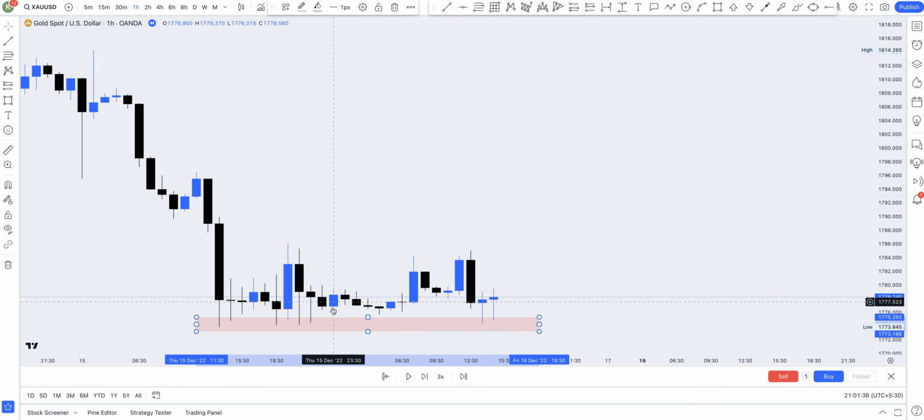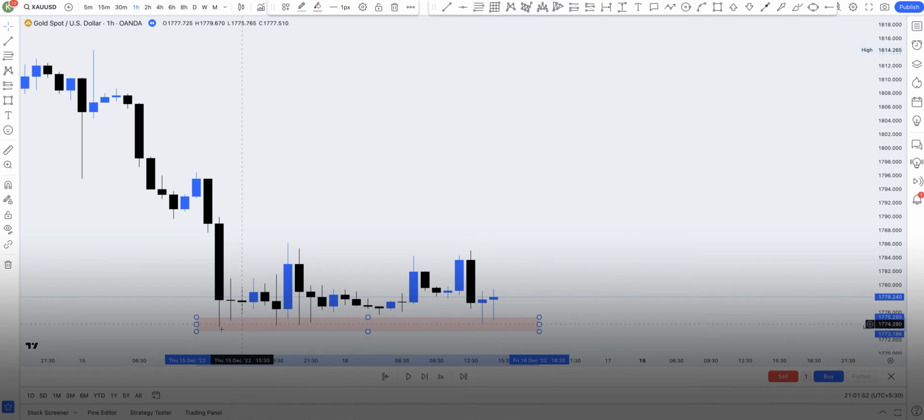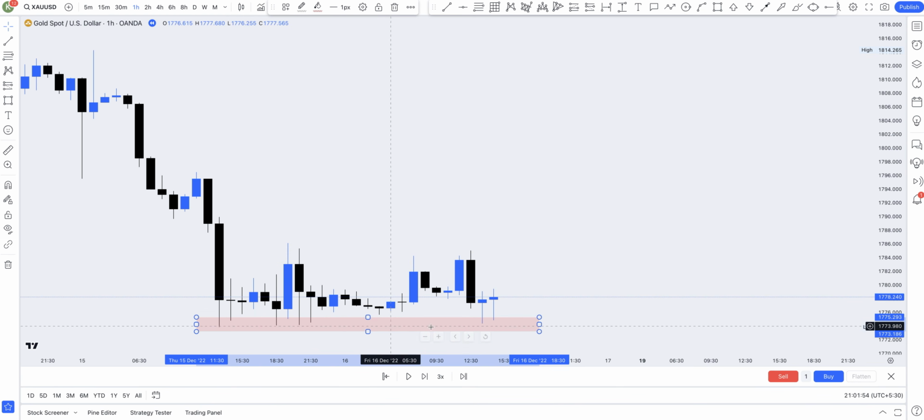You can see the rejections over here, and I've already taught in my previous video how to draw support and resistance zones, and the rules guiding it. One of the rules I talked about is the rejection. So we have the first rejection here, the second rejection, a lot of rejections around this area, telling us that there is something going on here.